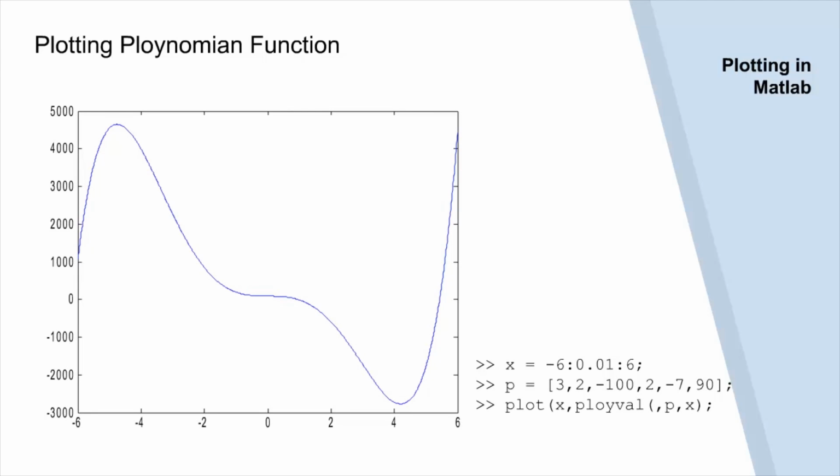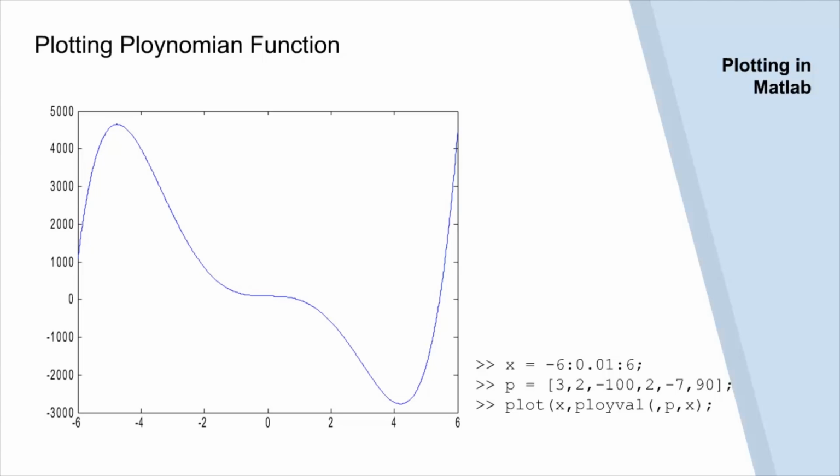Plotting polynomial functions in MATLAB. We can plot polynomials more easily by using the polynomial evaluation function. The function polyval(p, x) evaluates the polynomial p at the specified values of its independent variable x. So basically, the polyval function evaluates the polynomial p that we have provided with the values that we have provided in the variable x.